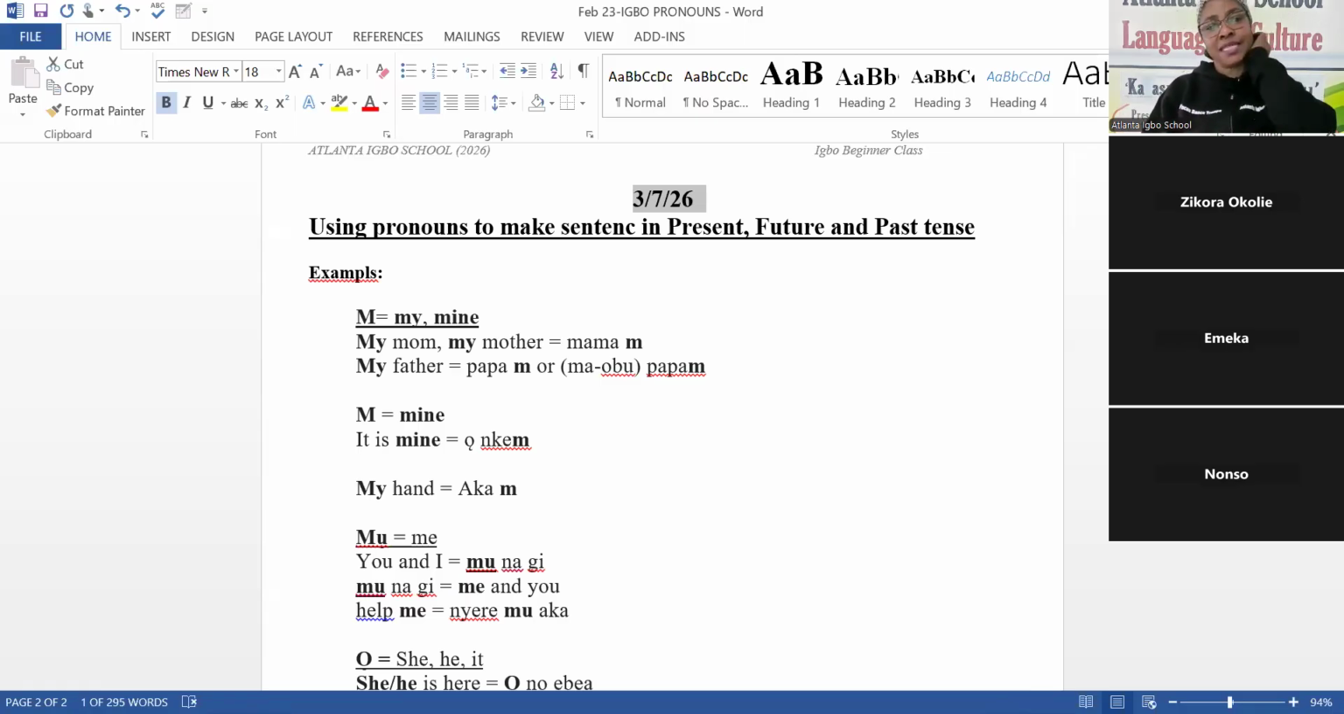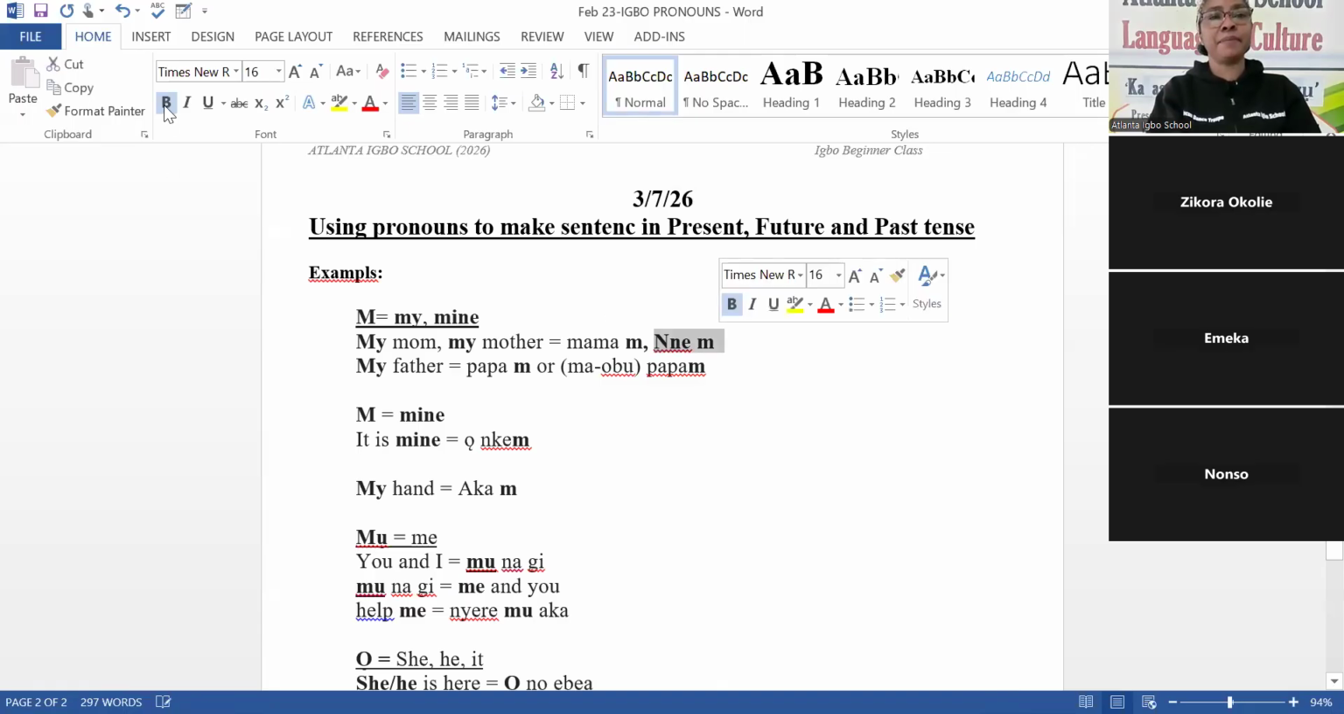Okay, for example, the letter M, which is me, the pronoun me, which is mine. When you want to say my hand, you say that. My book, you say that, okay? So if you want to say my mom, which is my mother, you can say mamam, or you can say nem. Nem is the same sentence as mamam.